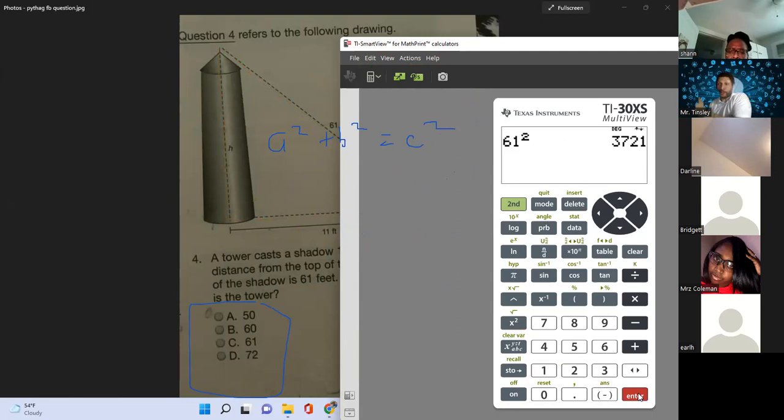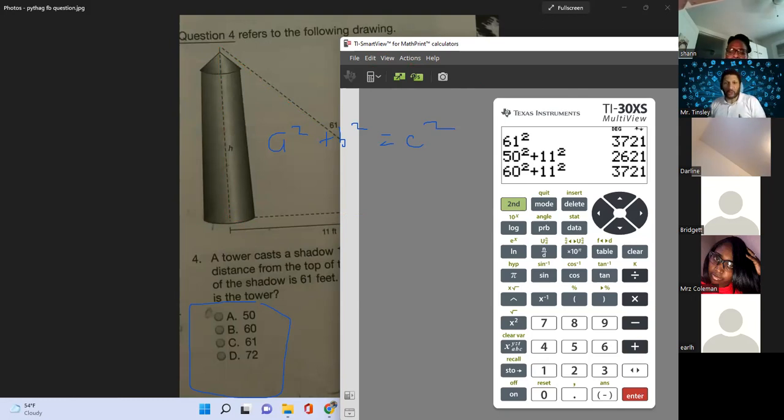So A squared plus B squared equals C squared. I'm going to take the first one and do 50 squared plus 11 squared. Let's see if I get 3,721. I do not. Let's go to the second one. 60 squared plus 11 squared. I'm done. No solving, no square root, nothing.